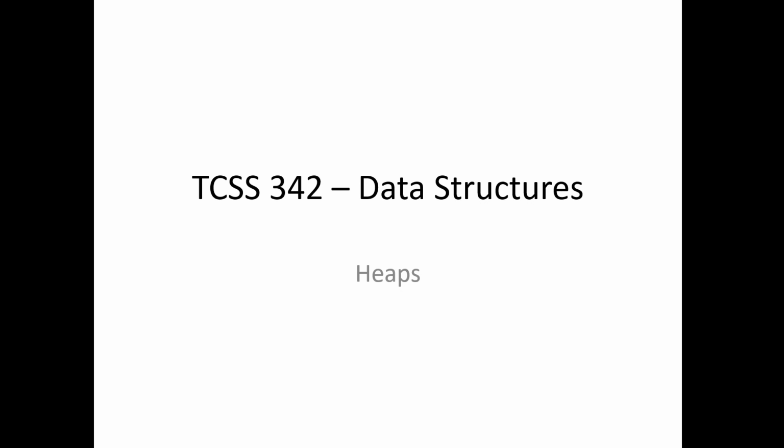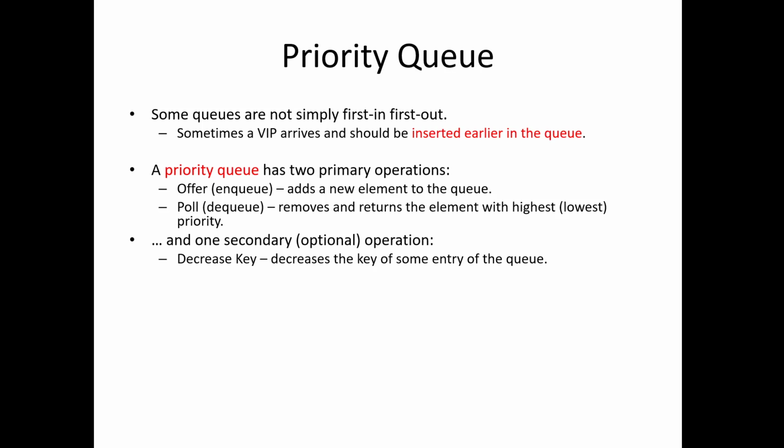Alright, welcome to this video in which we're going to review the data type of a heap, a min heap or a max heap. Specifically, we're going to focus on binary heaps, and we're going to look at that as an implementation of an abstract data type called a priority queue.